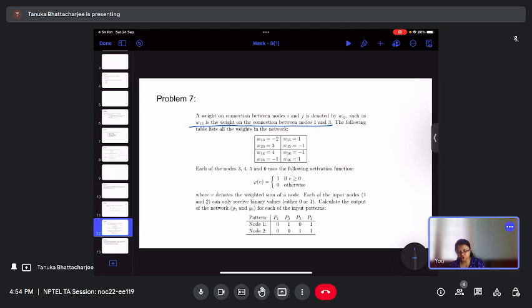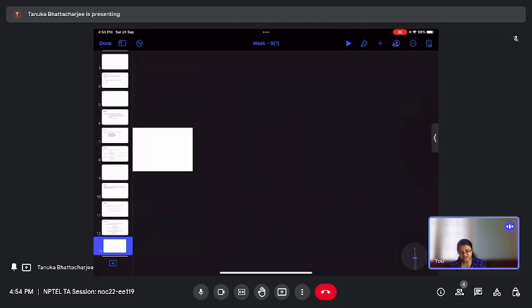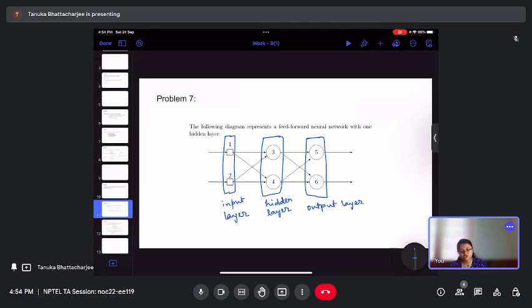So, let us first draw the network ourselves and simplify the thing. So, this is the network that you have.